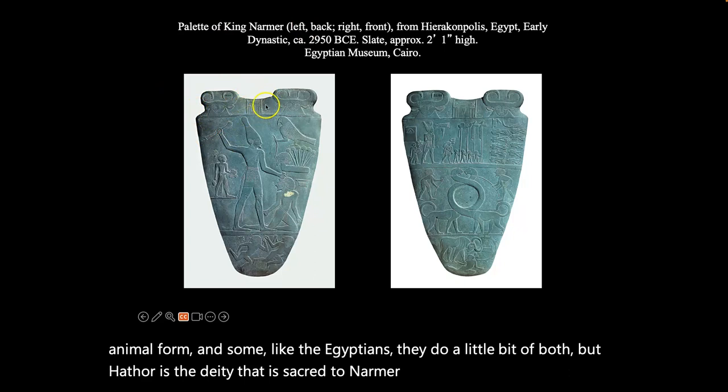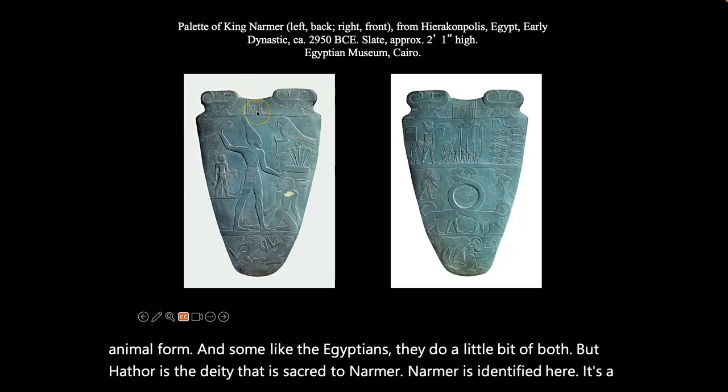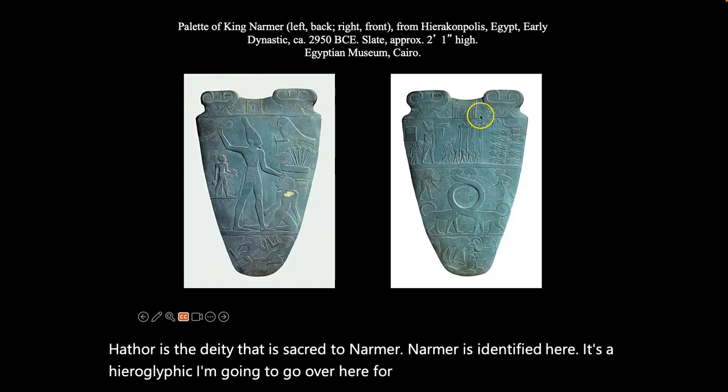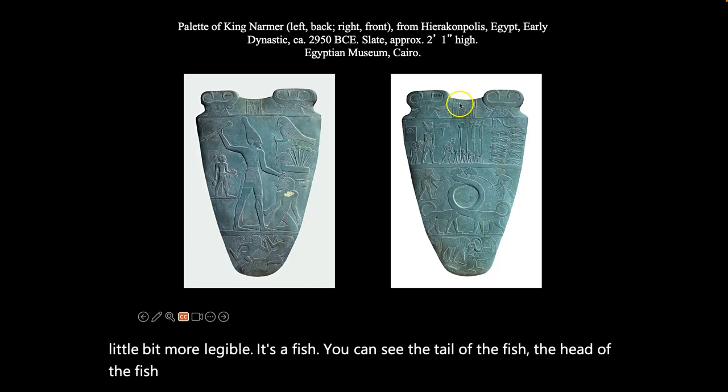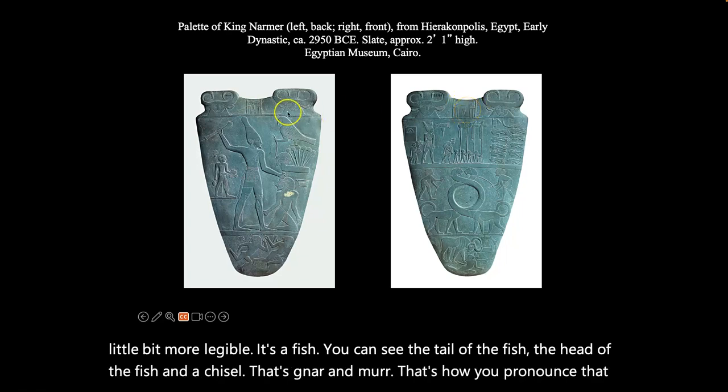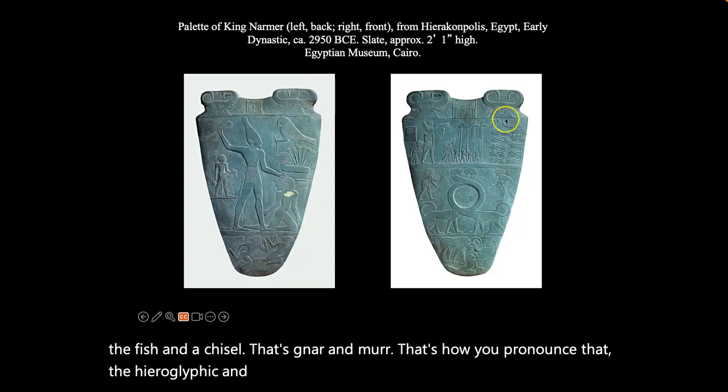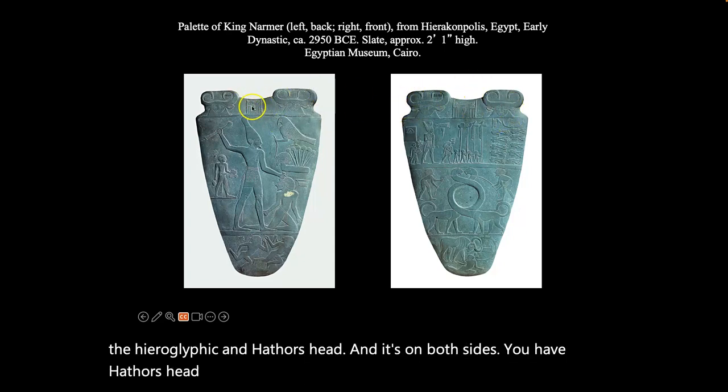Narmer is identified here. It's a hieroglyphic. I'm going to go over here for a second. I think this one's a little bit more legible. It's a fish. You can see the tail of the fish, the head of the fish, and a chisel. That's Nar and Mer. That's how you would pronounce that, the hieroglyphic. And Hathor's head, and it's on both sides, you have Hathor's head flanking Narmer.